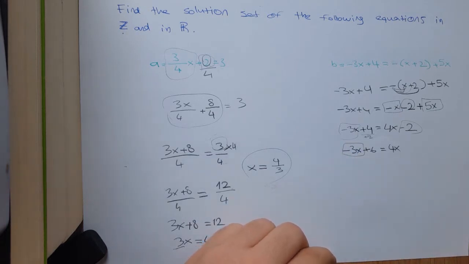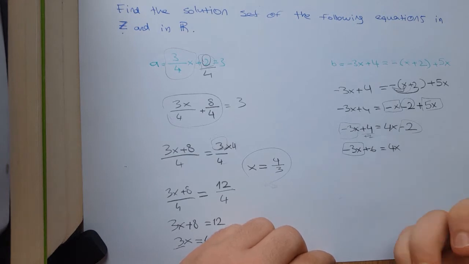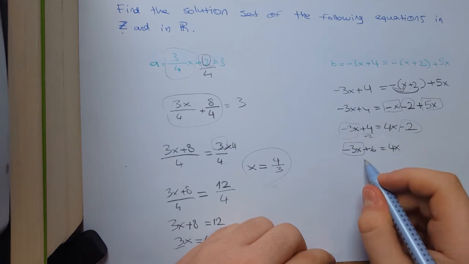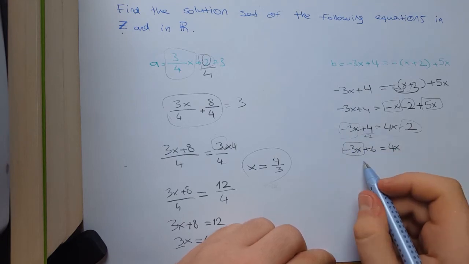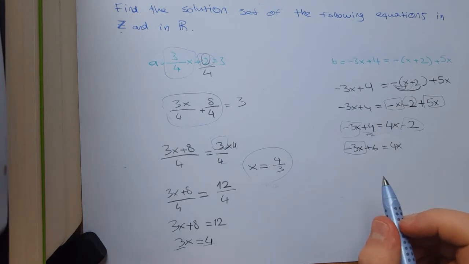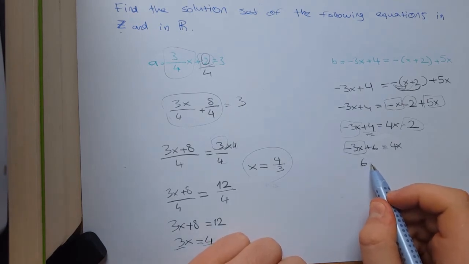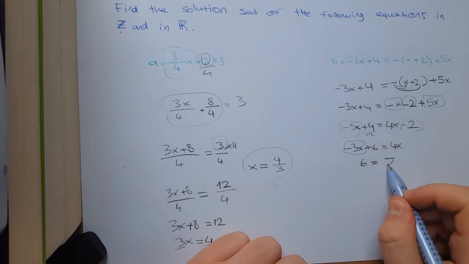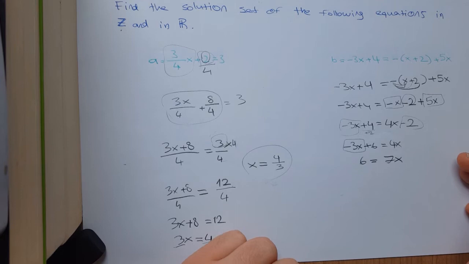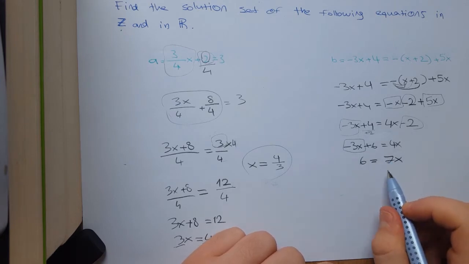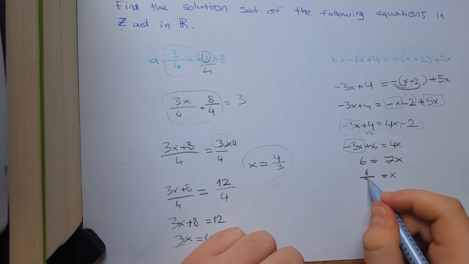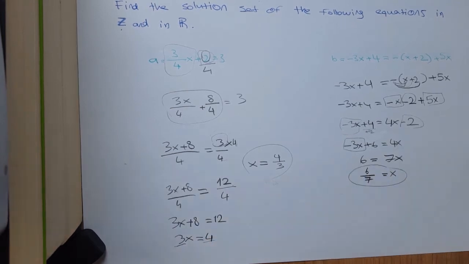Now we still have something to get rid of, and that is that. But how do we do that? By adding 3x to both sides, we will have 6 here, and on the other side we will have 7x. Now it's the easy part of the question. We just have to divide each side by 7, and if we do that, we get x as 6 divided by 7, and that's the end of the question.